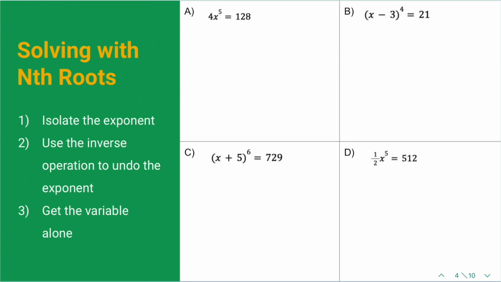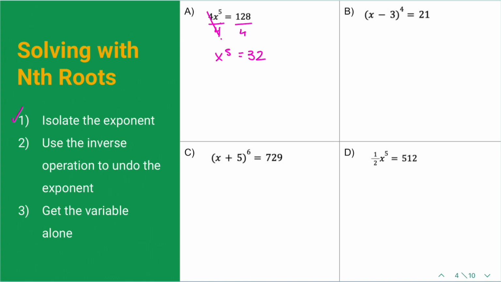So on example A, what I want to focus on is the fact that the only thing being taken to the fifth power is the x. The 4 is not being taken to the fifth power at all, so we need to isolate x to the fifth before we do anything else. So I'm going to start by dividing both sides by 4. So I get that x to the fifth is equal to, and then in your calculator, you can simplify the right side, 32.